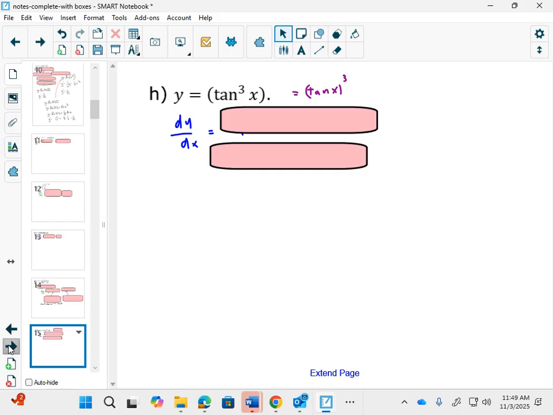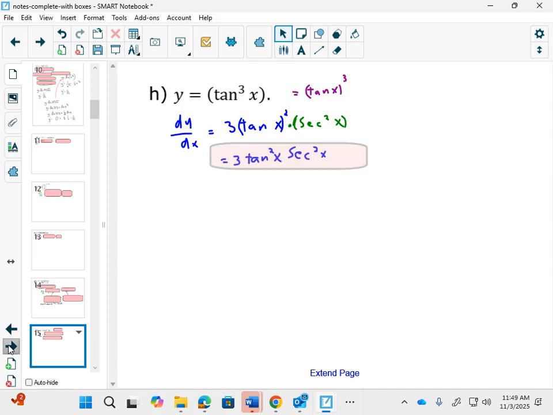So how do we do outside functions cubed? We would put the 3 out in front, subtract 1 from the exponent. I even kept the brackets there. I don't mind if you do that. You could have just written 3 tan squared x. That's fine. But I find this easy to see at this moment. And then derivative of the inside function is secant squared. So you get 3 tan squared x secant squared x.